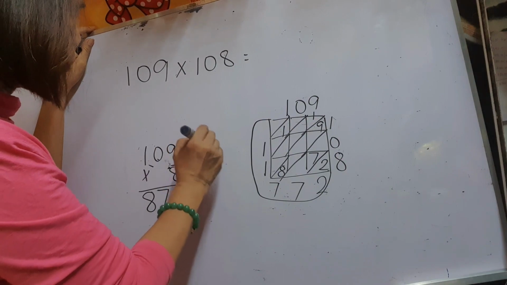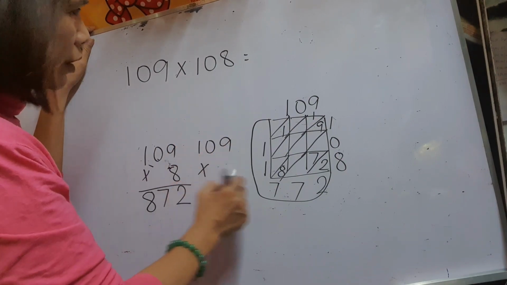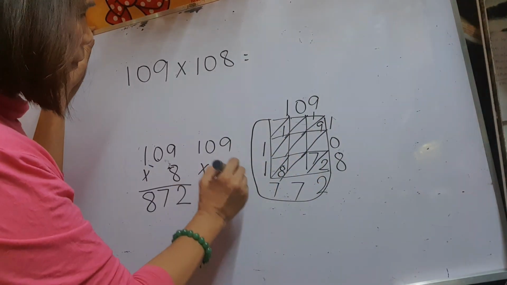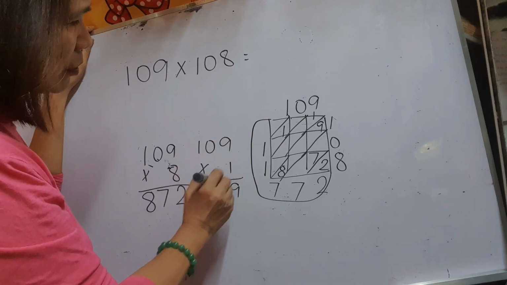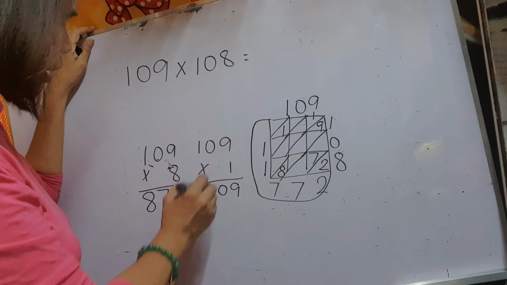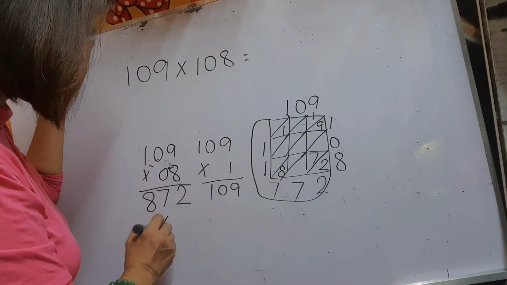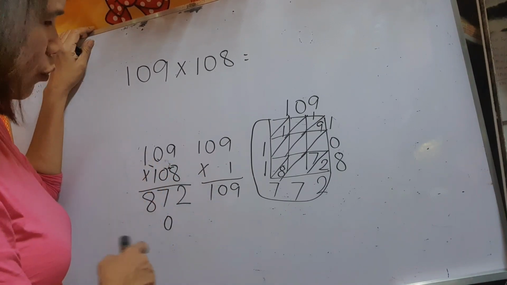So, now we have here 109 times 1. 9 times 1 is 9. 1 times 0 is 0. 1 times 1 is 1. Okay? So, meron tayo ditong 0. Ilagay natin dito 0. And then we have here 1.